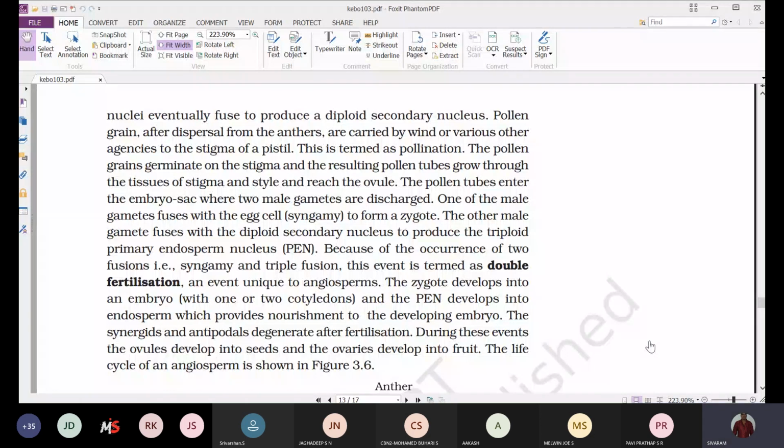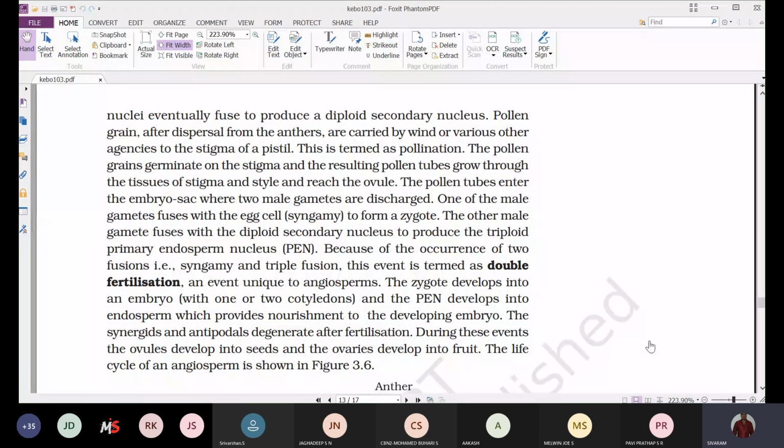Here the male gamete is carried by the pollen tube, whereas the female gamete, the egg cell, represents the female. The embryo sac is a female gametophyte. Only the egg cell is the female gamete. Understand? So the male gamete fuses with the egg cell and results in the formation of a diploid zygote. This process we call syngamy.